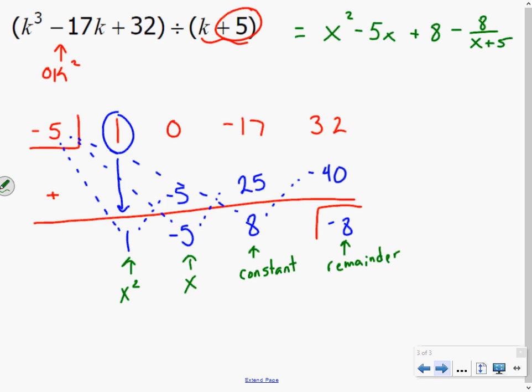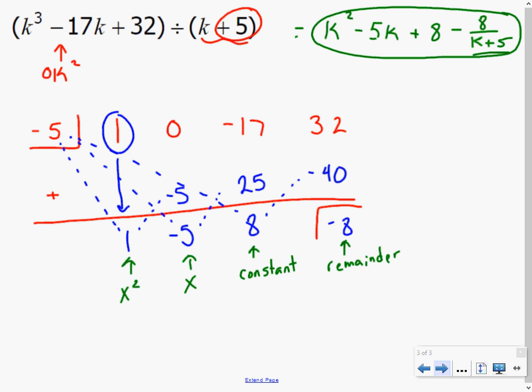Oh, I just realized I used x and our variable was really k. Let me fix that. So we really have k squared minus 5k, and then this would be k plus 5 in the denominator. And remember, I'm putting that k plus 5 in the denominator here because our remainder always goes back over the divisor. So this right here would be our quotient. And again, it's the exact same quotient we got when we did this division using the long division process.